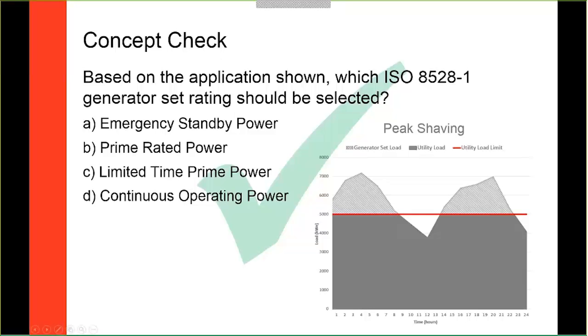So again, don't worry about EPA, just think about what we talked about in relation to emergency, prime, limited time prime, and continuous operating power. And you can go ahead and submit your feedback in the WebEx.